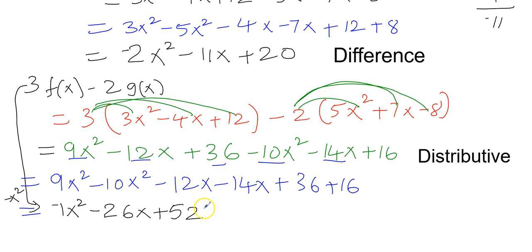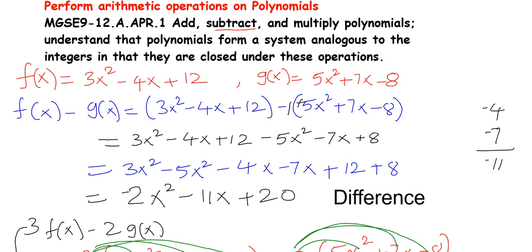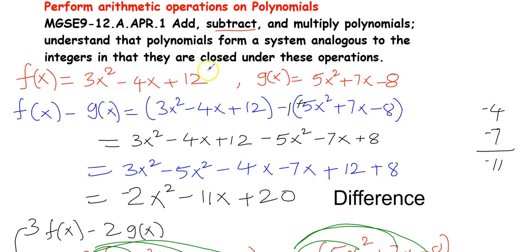Overall, what we can understand is the difference of polynomials is also a polynomial. Hence, polynomials are closed under subtraction. I should have said that. Okay. Thank you.